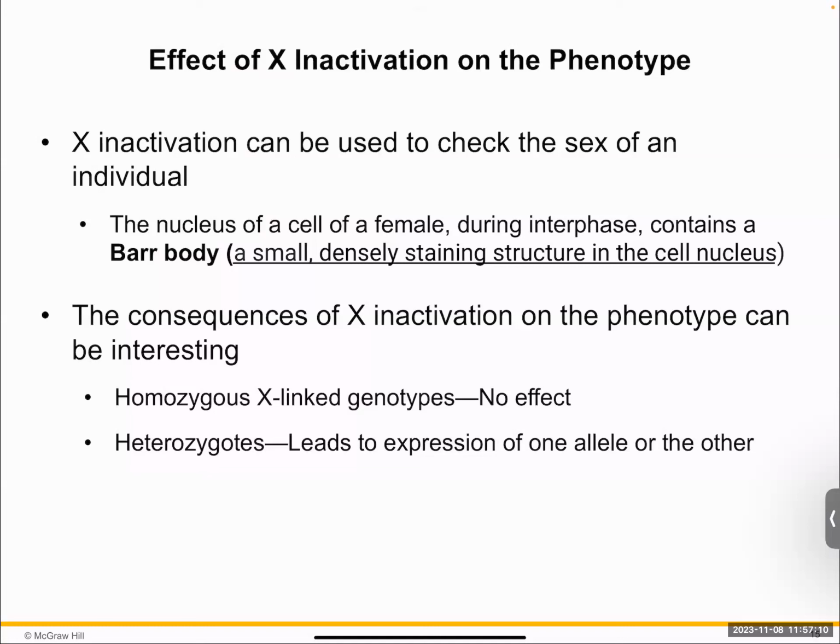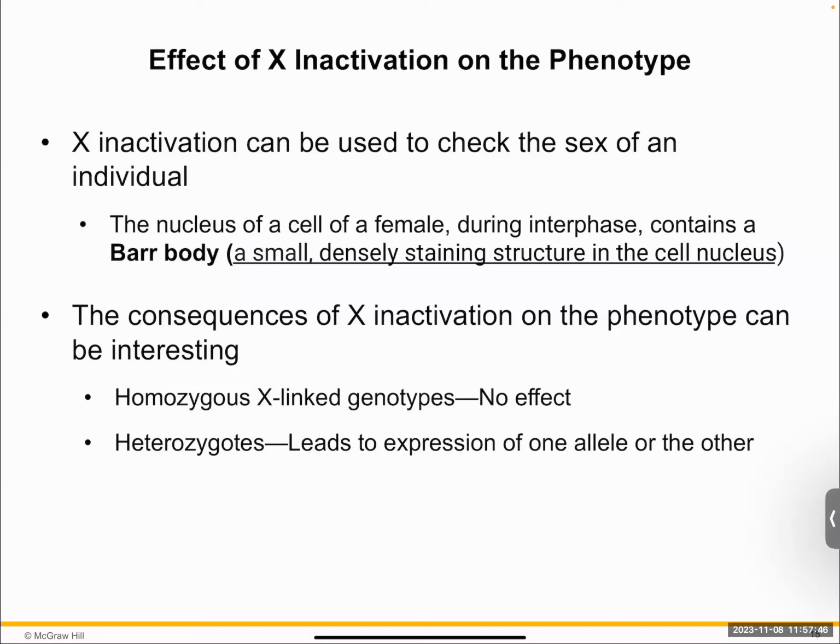Now, here's what I want you guys to understand. And I'll go back to the previous picture. X inactivation can literally be used as a check for the sex of the individual. Because if you have, again, that mosaic pattern, it implies a female where one of the X chromosomes has been deactivated. Now, the inactivated X chromosome is referred to as the Barr body. It still stays inside the nucleus. However, it does not have any function. None of those genes can be transcribed and translated.